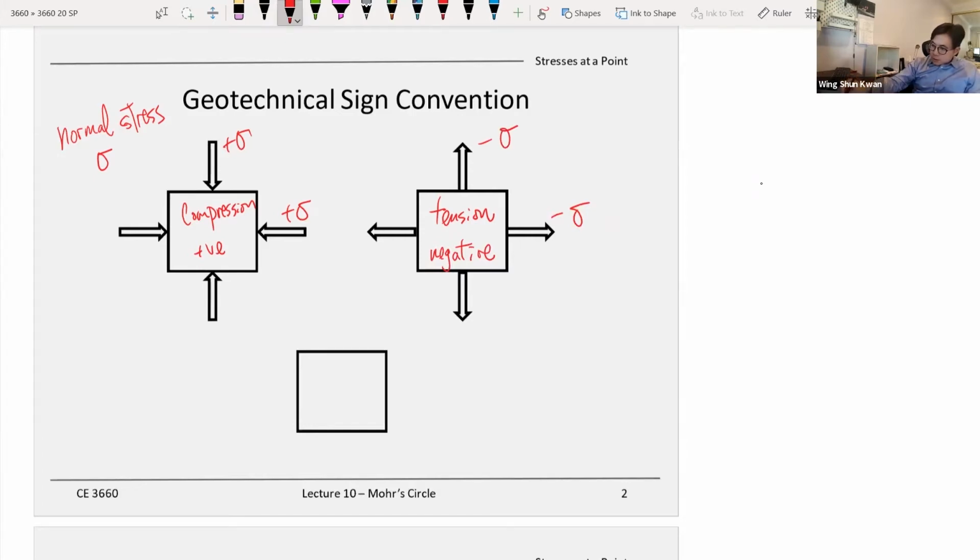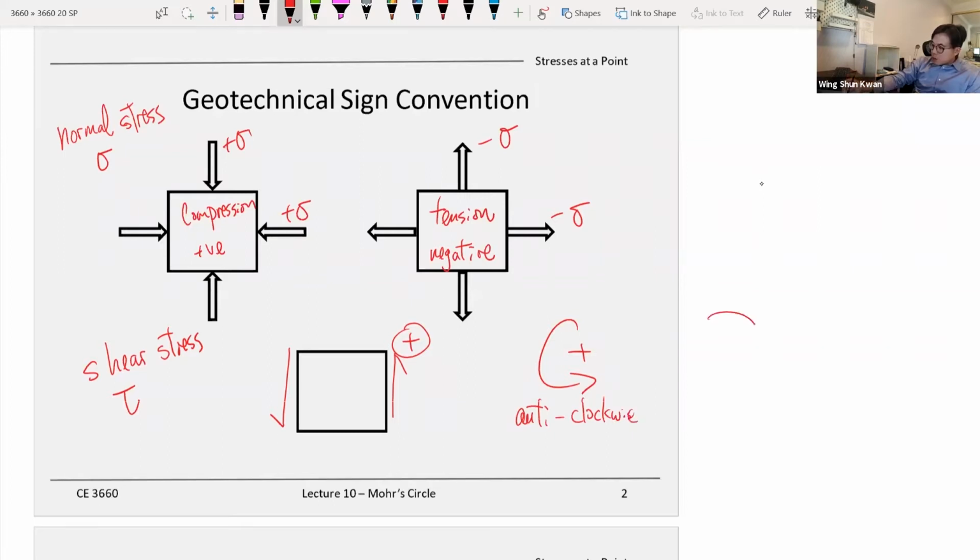And for shear stress, the short term is tau. So the Greek letter tau is shear stress, and we represent the positive sign as anti-clockwise. So anti-clockwise is positive, and clockwise is negative.